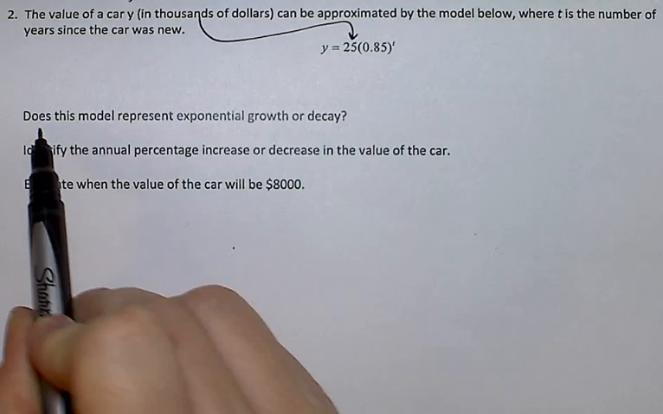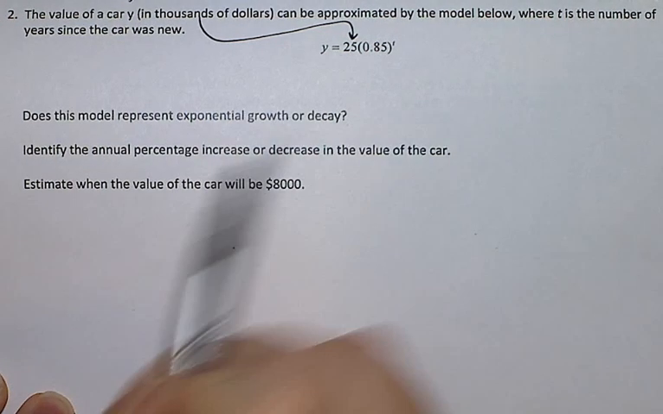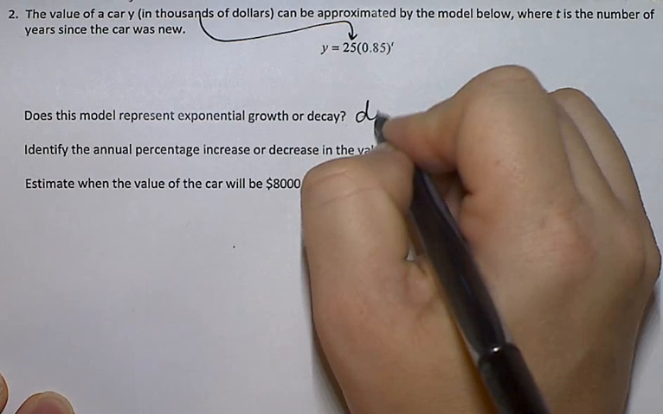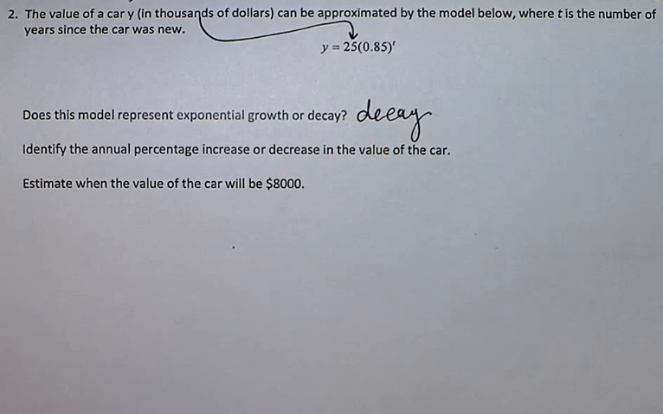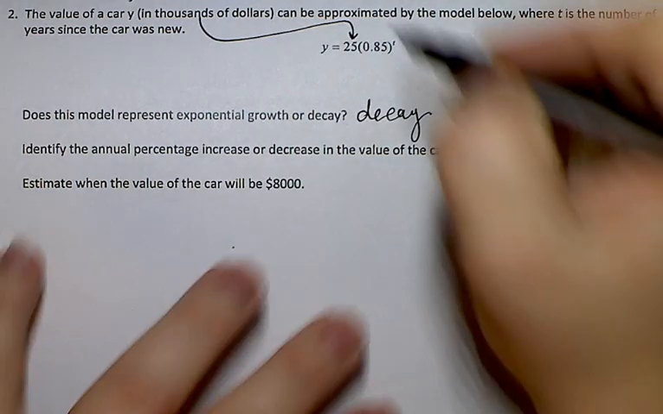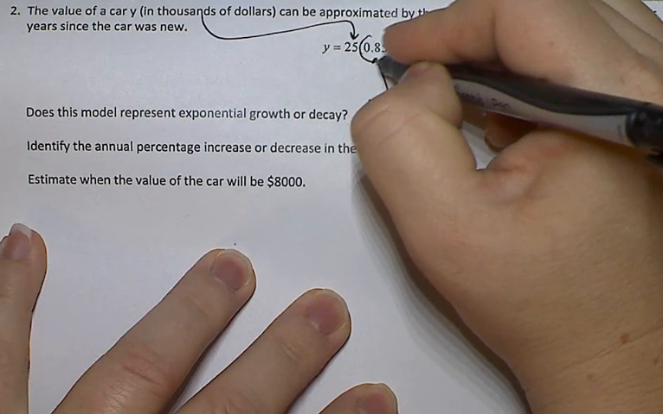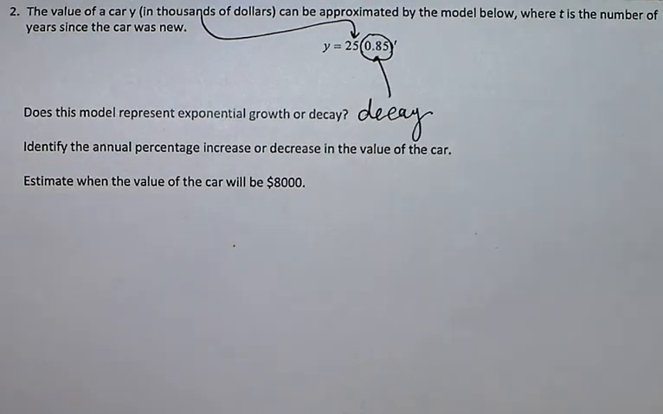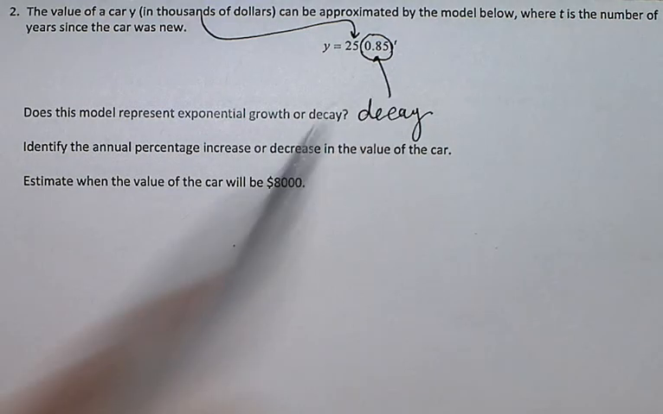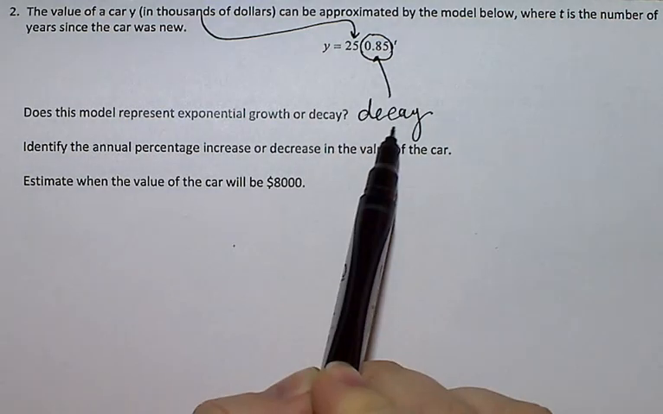Does this model represent exponential growth or decay? Now, most people say decay, and their reasoning is, well, common sense. They know that once you buy a car and drive it off the lot, it's not going to be worth as much. Draw an arrow up to this value. Remember, exponential growth is when this value is greater than 1. Exponential decay is when it's between 0 and 1. So 0.85 is between 0 and 1. That's how mathematically you know it is a decay model.